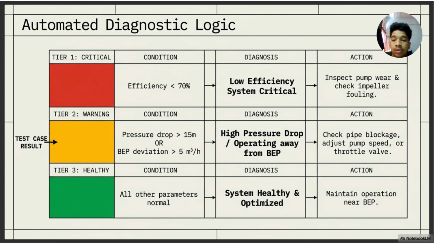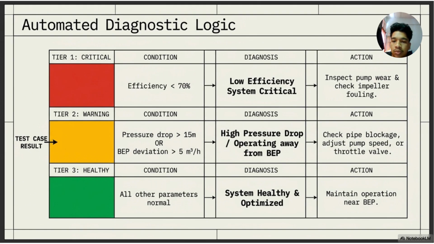Next, we can do an automated diagnosis logic. There are three tiers that can be classified. The first one, red, is critical, which is efficiency lower than 17%, showing low efficiency, and the system is critical. So the action needed is to inspect pump wear and check impeller fouling.